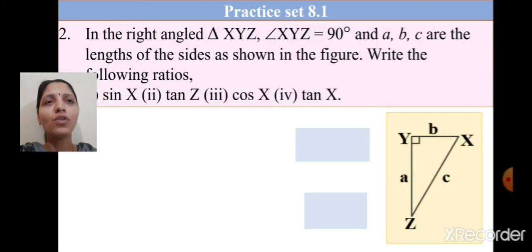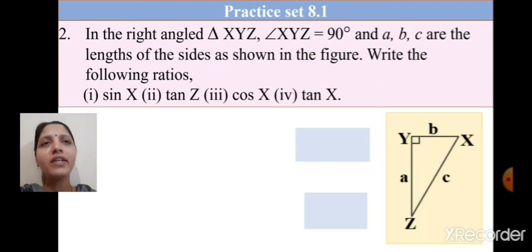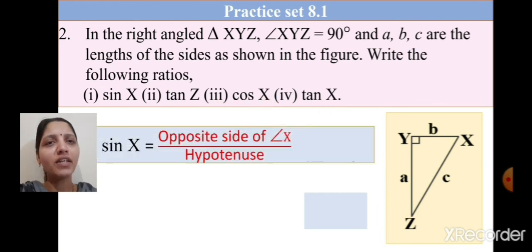Now let's move on to the next question. In the right angle triangle XYZ, angle XYZ is equal to 90 degree and a, b, c are the lengths of the sides as shown in the figure. Write the following ratios: sin X, tan Z, cos X and tan X. So let's start with sin X. What is the formula for sin ratio? Opposite side of angle X upon hypotenuse.